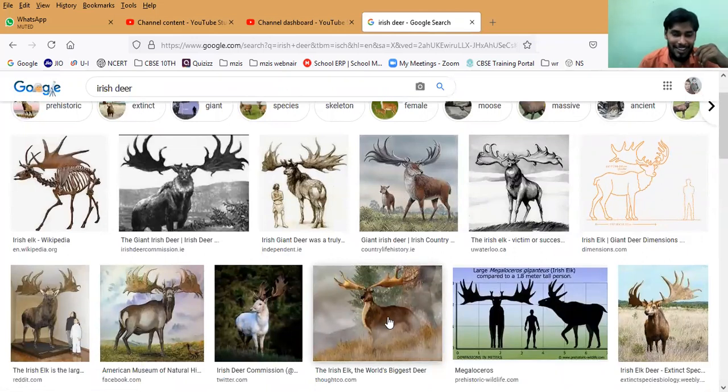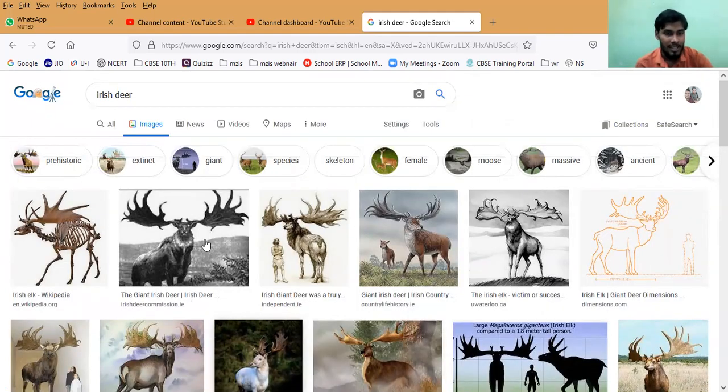Correct? Yes, sir. In Harry Potter, actually, they are making use of these extinct species only. They are using them as their vehicles and all in the Hollywood movies. They will use them for transportation and wars and all. Have you noticed it? Yes, sir. This is called as Irish deer. Actually, it is a giant animal, very big in size. You may observe here, this is called a skull.